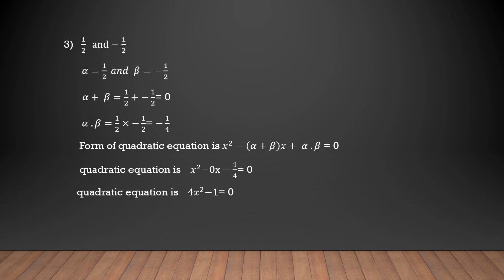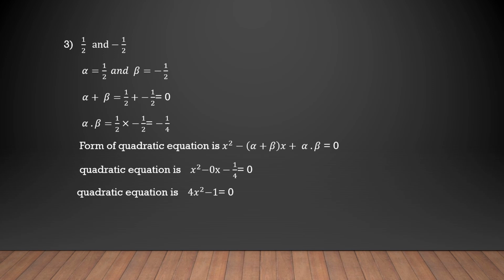The form of quadratic equation is x square minus (alpha plus beta) x plus alpha into beta is equal to 0. So here we put the value of alpha plus beta and alpha into beta in this equation. After that, the quadratic equation becomes x square minus 0x minus 1 by 4 is equal to 0. So here 0x means 0, so no need to write 0. We write x square minus 1 by 4 is equal to 0.